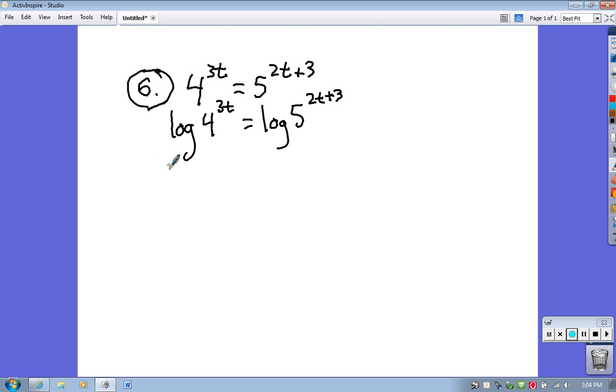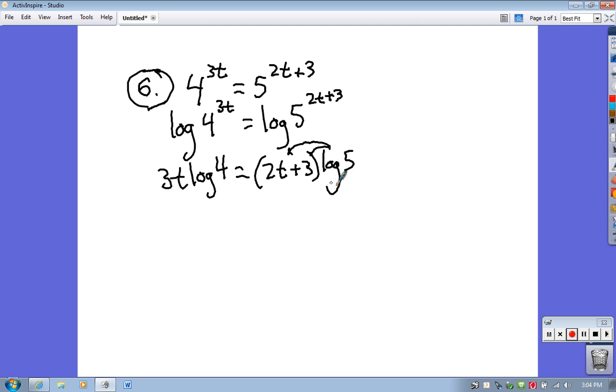So I'm going to rewrite this as 3t times log base 10 of 4. And I'm going to do the same thing here. Take this 2t plus 3 exponent out front, and notice the whole quantity, 2t plus 3, is then multiplied by log base 10 of 5. We'll keep going from here. Distribute this log 5 into here.